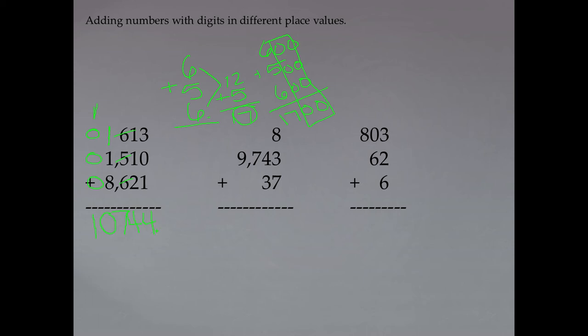Although I found the solution, I need to make sure that my answer is written correctly, which means I need to make a comma between my thousands and my hundreds. If you look at this example, there are commas right here between your thousands and your hundreds. This gives a clue to someone who is reading the number that they're going to be reading in the thousands and not in the hundreds. Now that I put my comma in, I'm going to box my answer, and that is my answer for the first problem, which is 613 plus 1,510 plus 8,621.